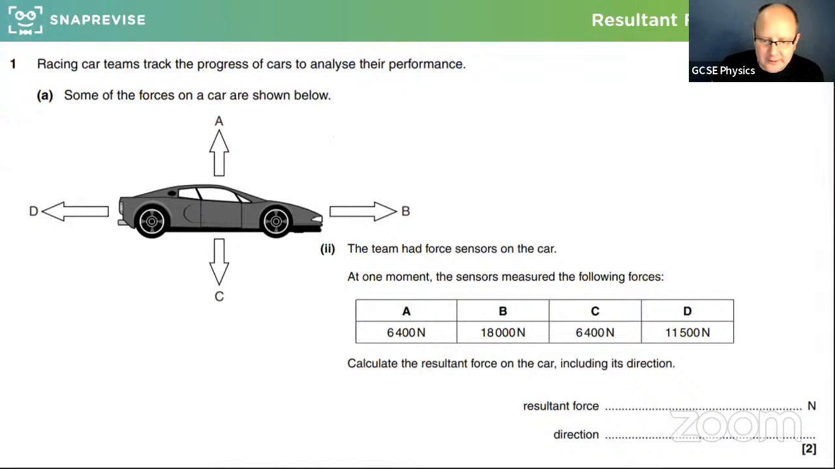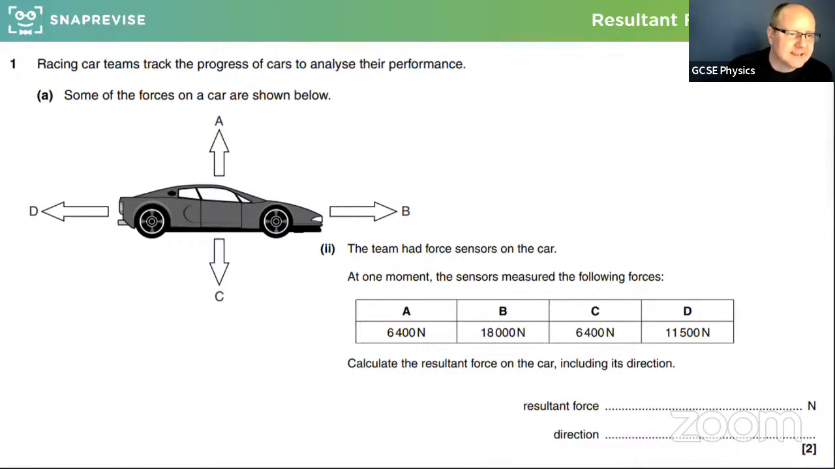Let's have a look at another example here. Racing car teams track the progress of cars to analyze their performance. And here are some of the forces acting on a car shown in the diagram below. The team has force sensors on the car, and at one moment, the sensors measure the following forces. Calculate the resultant force on the car, including its direction. So a nice, easy question really as well.